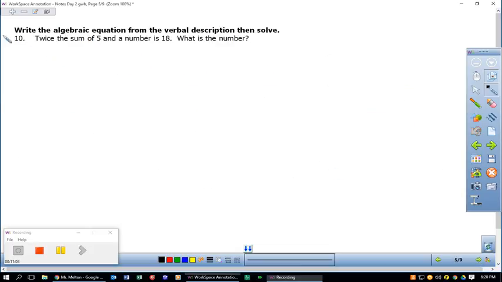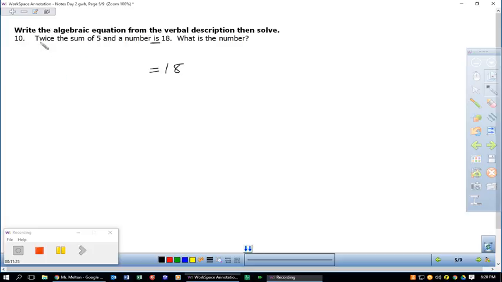Number 10. Starting here, we get some words. Write an algebraic equation from the verbal description and then solve. All right. So twice the sum of 5 and a number is 18. What is the number? The first thing I'm going to look at is the word is. Is always translates to equals. So equals 18.